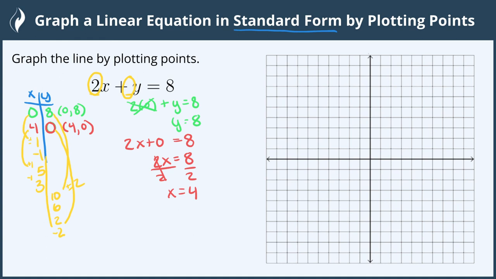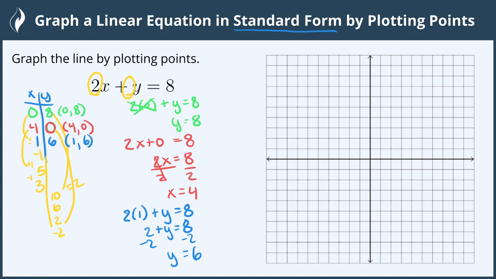And I'm going to go ahead and pick 1. It seems the easiest. So I'll do 1. 2 times 1, substituting it in for x, plus y equals 8. 2 times 1 is 2, plus y equals 8. Subtract 2 from both sides, so y equals 6. So our third point that we can graph is the ordered pair (1, 6).